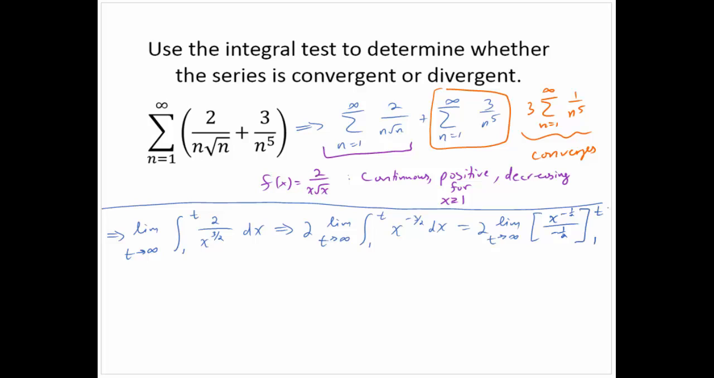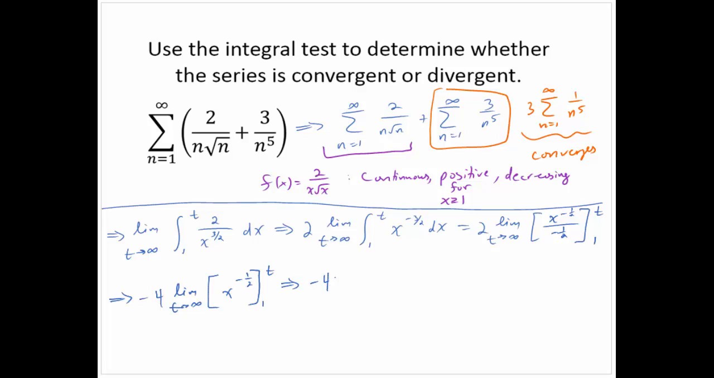Evaluated from 1 to t. Let me bring that negative 1/2 out. Remember, dividing by negative 1/2 is the same as multiplying by a negative 2. So this becomes negative 4 limit t approaching infinity, x to the negative 1/2 from 1 to t.